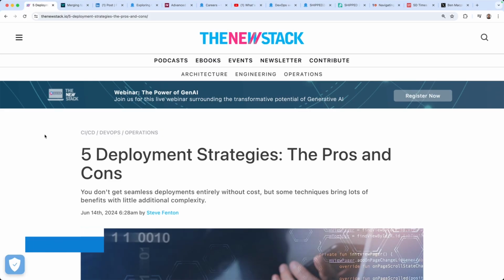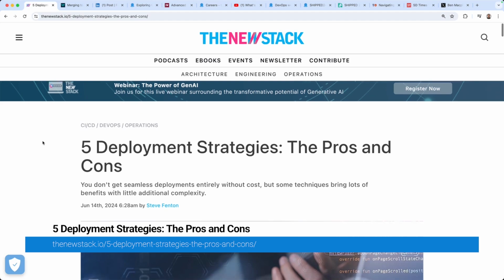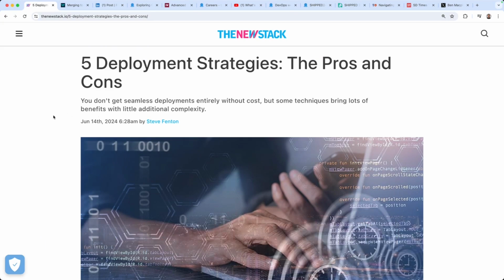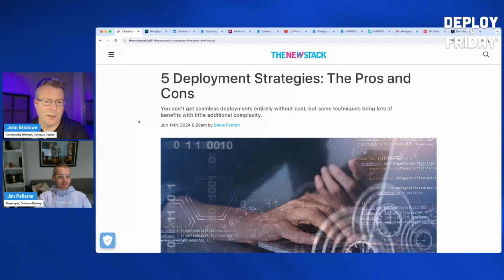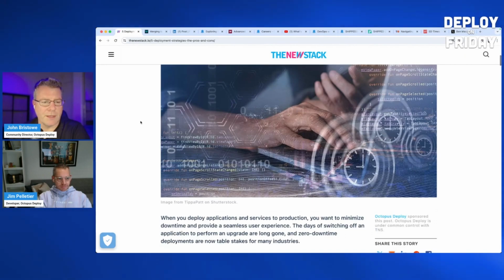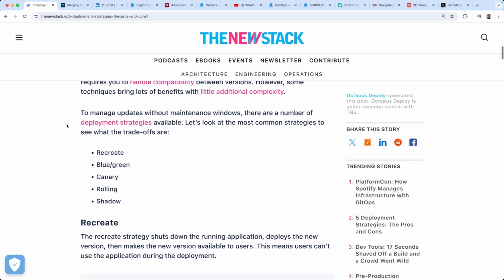This is an article that showed up on the news stack from Steve. He's a member of our team, entitled 5 Deployment Strategies, the Pros and Cons. You don't get seamless deployments entirely without cost, but some techniques bring lots of benefits with little additional complexity. Steve goes into basically the 5 deployment strategies, the pros and cons. And so the 5 most common strategies that he sees with their trade-offs are to recreate, blue-green, canary, rolling, and shadow.